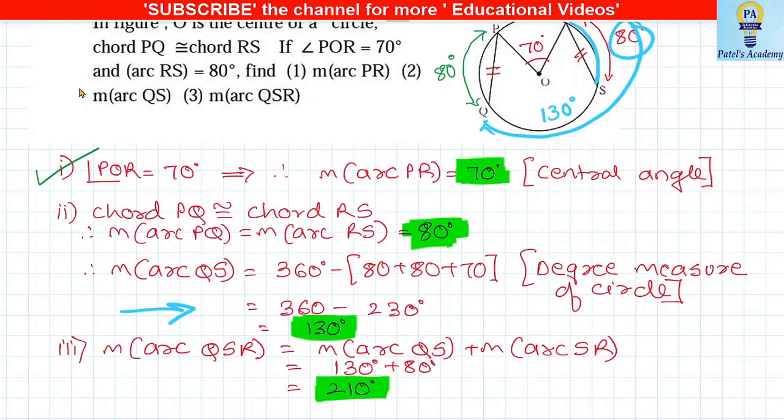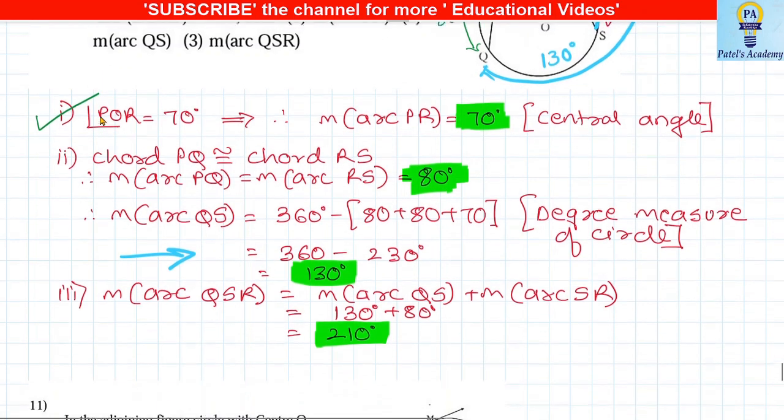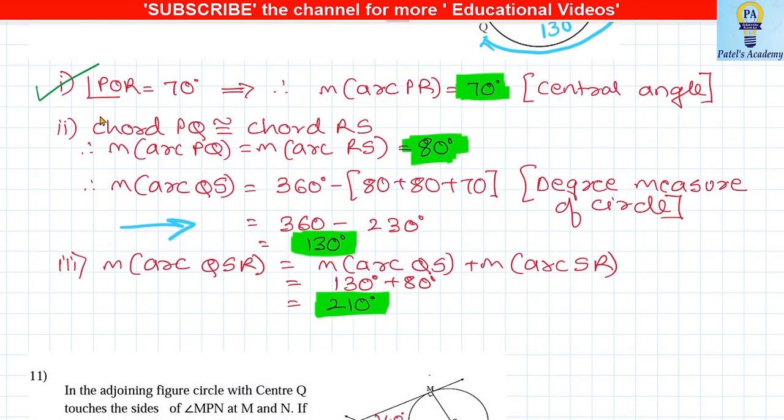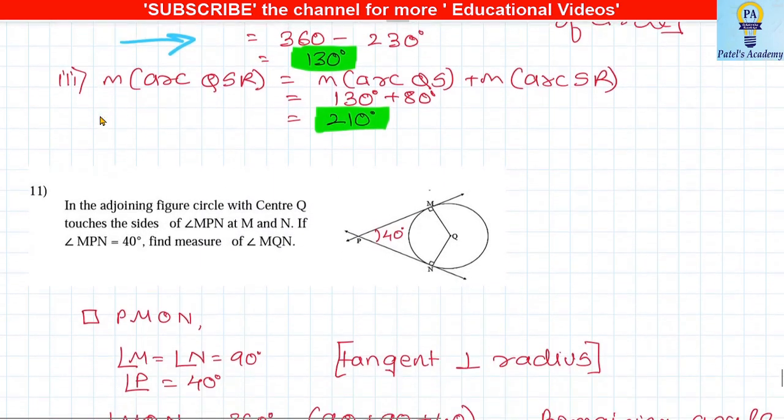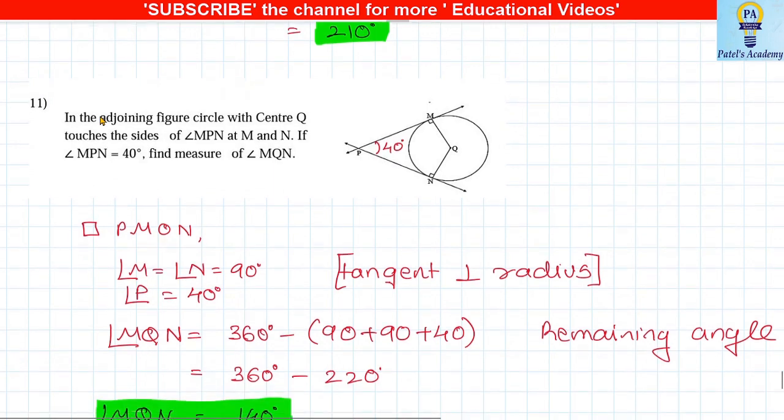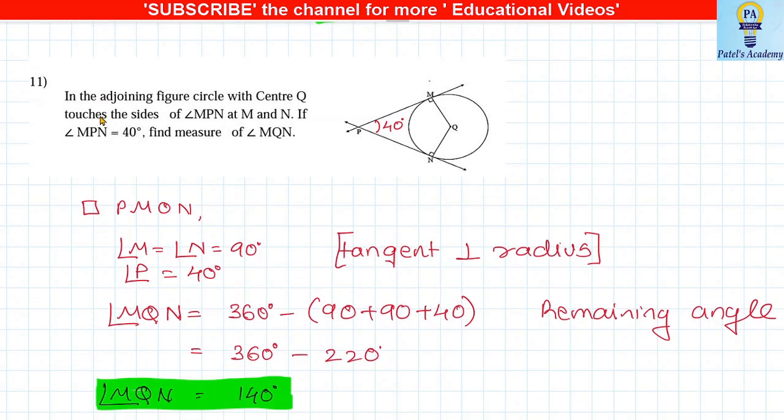Okay. So students, with this we finish with the, no, sorry, we have one more sum. Yes, the 11th one. Oh, that is an easy sum. Okay, they have given angle P as 40 degrees. We know that angle M and angle R are 90 degrees each. And how do we find the remaining angle? That is 360 minus (90 plus 90 plus 40). So we get the answer as 140 degrees.